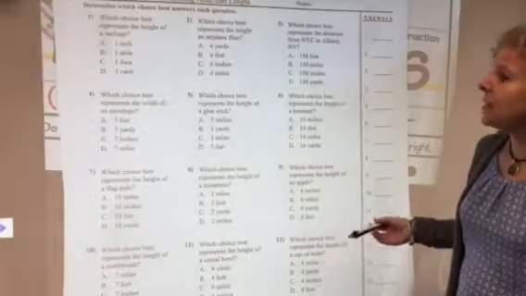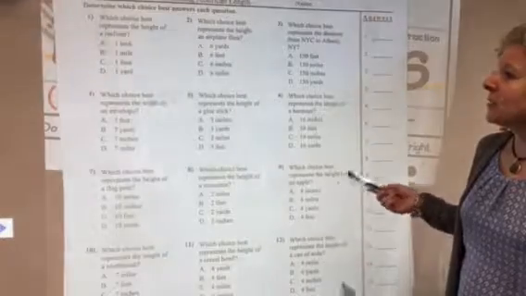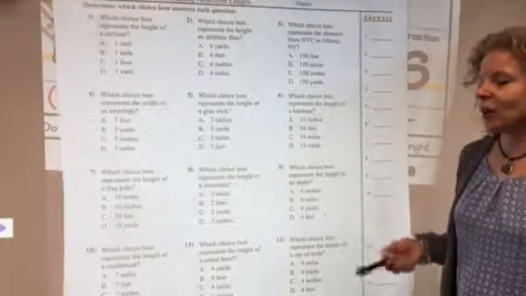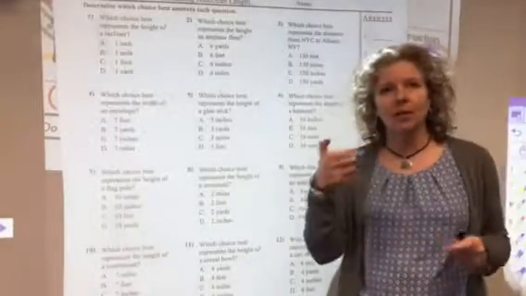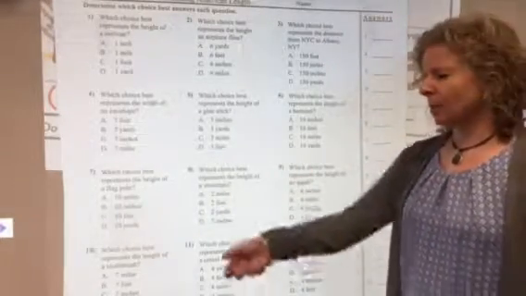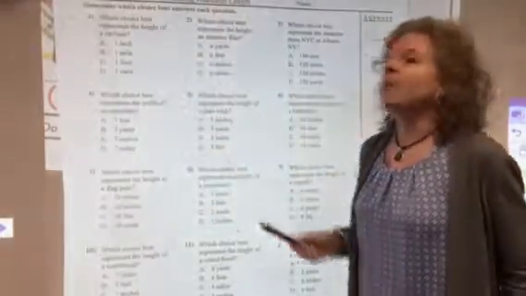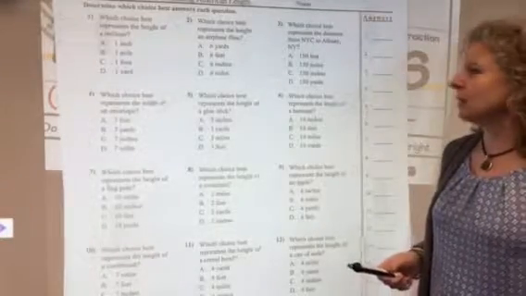All right, so what you're going to have to do is determine which choice best answers each question. This is when it helps you that you're like, okay, I've got my inch, I've got my foot, I've got my yard, I've got my mile. Okay, got that set in my head. Now, which choice best represents the height of a recliner?